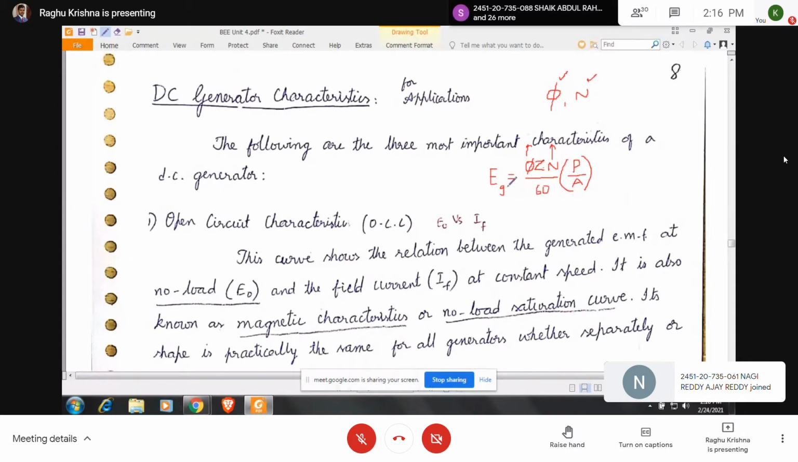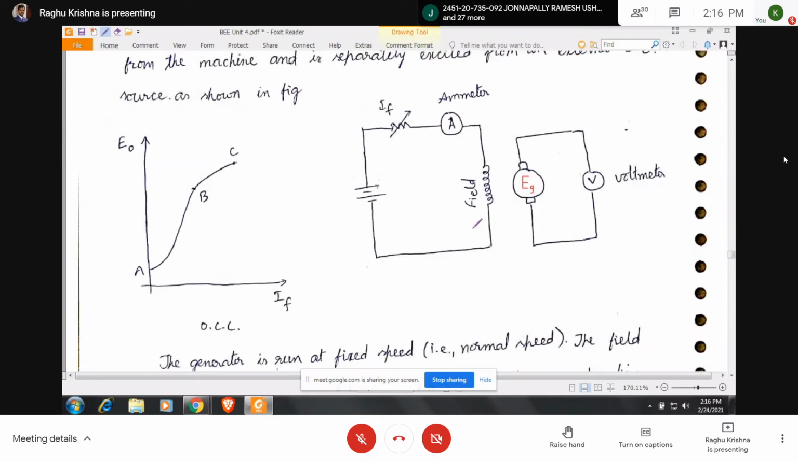Now here, the first one is open circuit characteristics. It is the graph between E0 and IF. I will show the graph. So here, this is the OCC characteristics. If you have any doubts, you can ask me. I will clear your doubts.